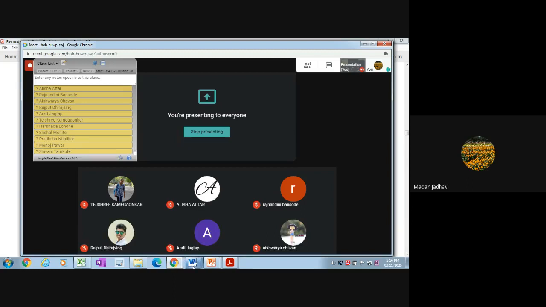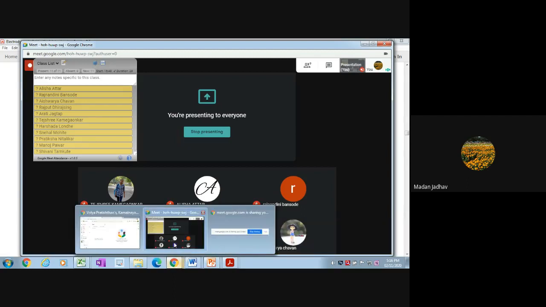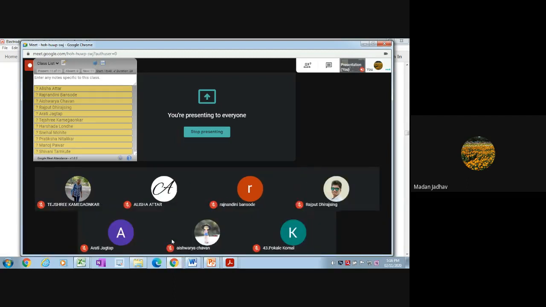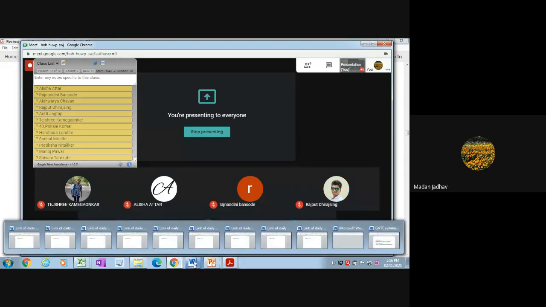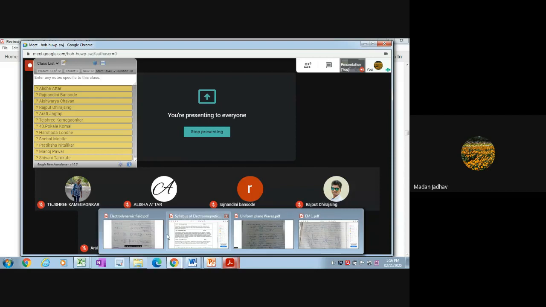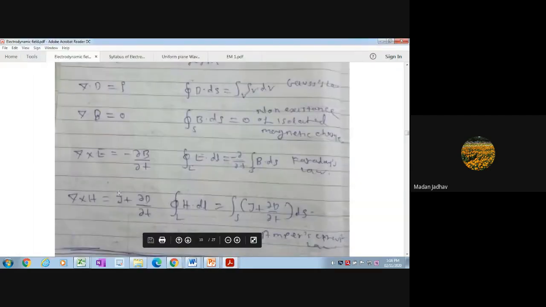Therefore that equation you can also modify. You can see here, you can replace this J by sigma into E, and this term you can replace by epsilon into ∂E/∂t. Like this it is also possible to modify the equation.